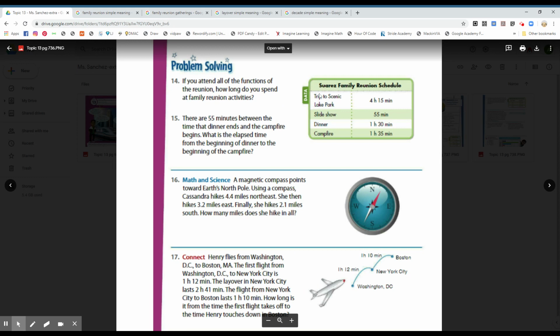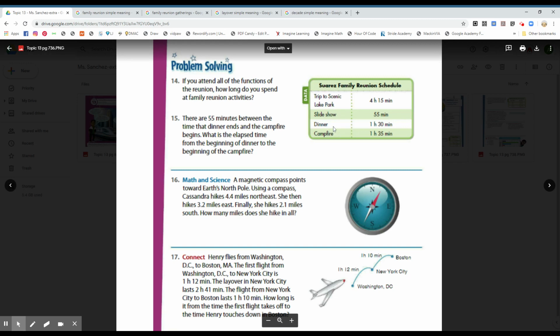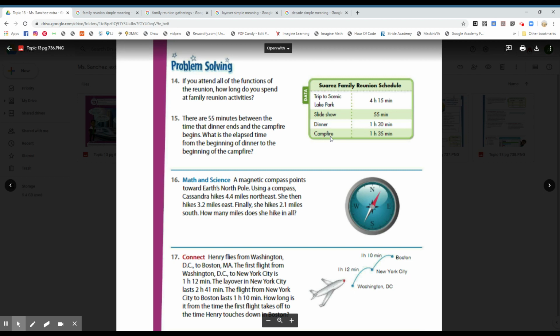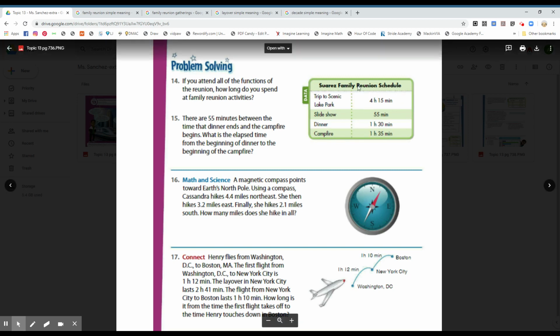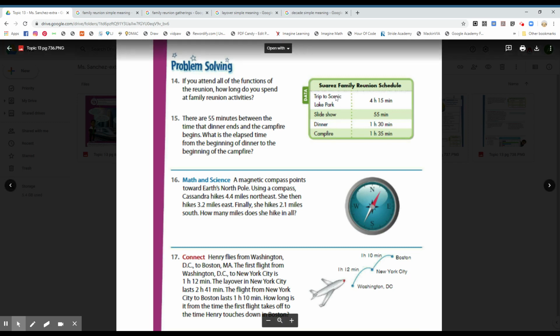Okay, so the Suarez family reunion, they're taking a trip to Scenic Lake Park, and that's how long they're going to be at the park, 4 hours and 15 minutes. Then they're going to go watch a slide show for 55 minutes. Then they're going to have dinner that's going to last about an hour and 30 minutes, and a campfire, an hour and 35 minutes, boys and girls. This is the schedule for their activities. This is what they're going to do throughout the day, and this is how much time they're going to spend doing these activities, boys and girls.